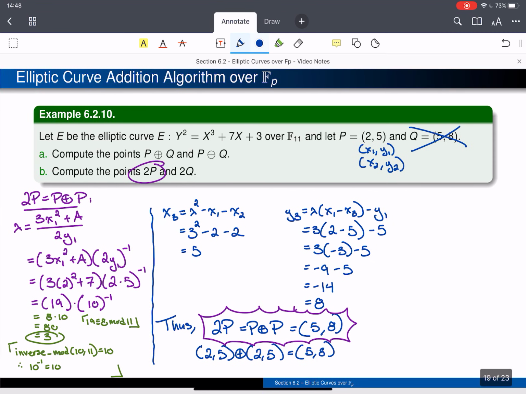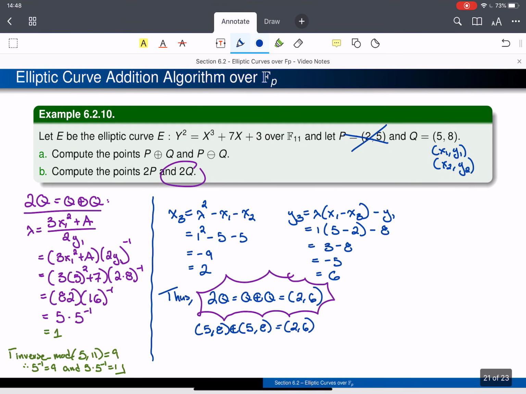If I want to quickly cruise through the construction of 2q, I can do that as well. It's more or less the exact same process. What I do have to see is that obviously there's going to be a different lambda. So the same a value, a different x1 value. Here we actually do see a number like 2 times 8 inside of my inverse. So if I compute that, I'm going to have a 16.